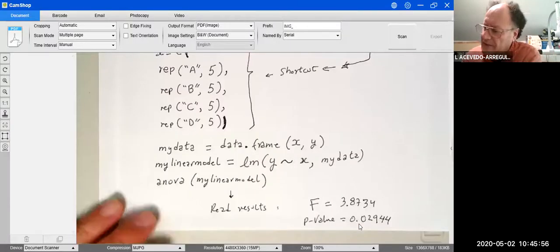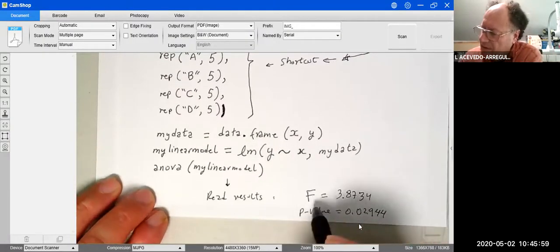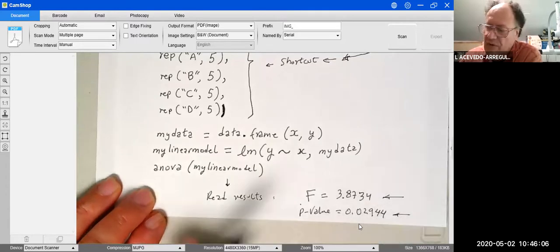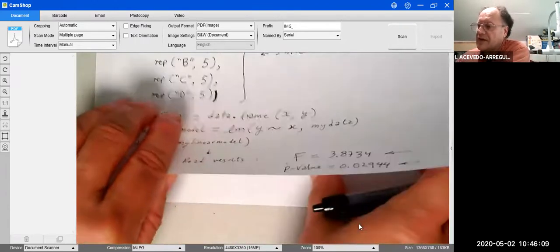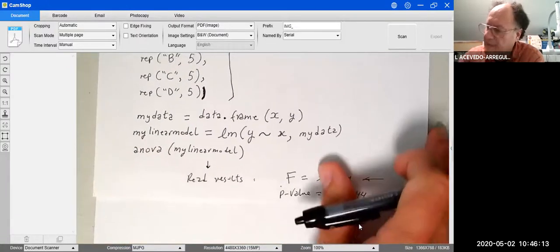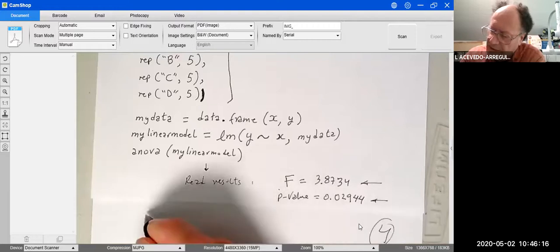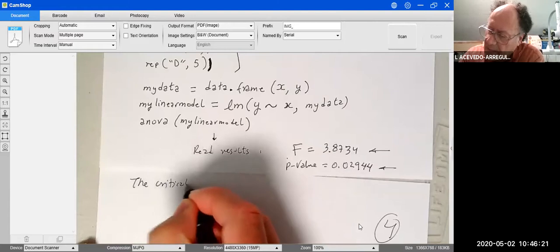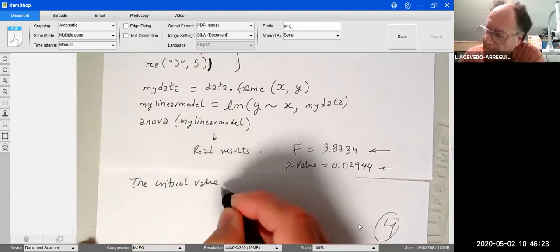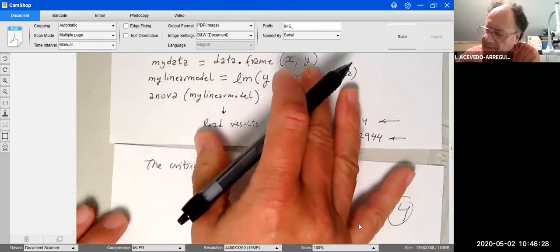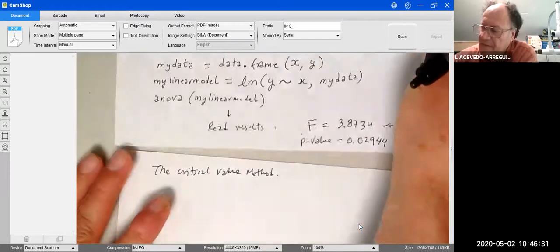So now from that table, the only values that I was interested in were my F value and the P value. Now we're going to check whether this P value corresponds to an alpha of 0.05. So with the F value, we can do two things again, remember? We can use the critical value method first. So the critical value method, meaning that we need to find the critical F.